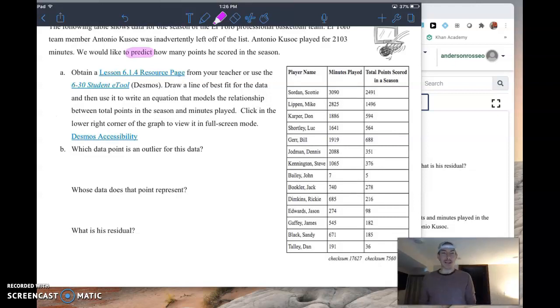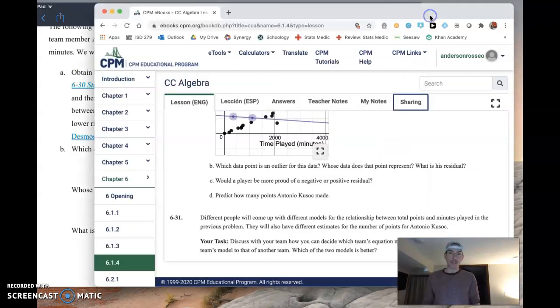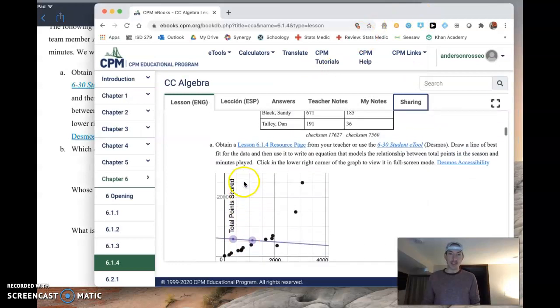But we're not going to go with the resource page. We are going to use the Desmos e-tool, because when finding something that we can agree on, we want it to be replicable and scalable, and the way to do that is to have a degree of exactness that technology offers. So I'm going to go to our ebook, and use the e-tool that you would see if you were logged in.